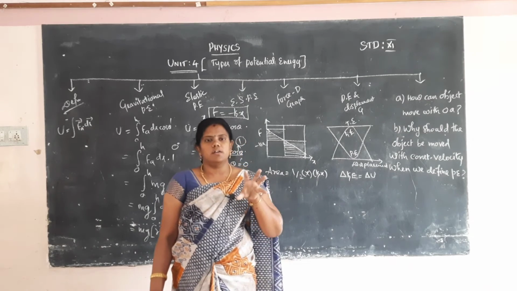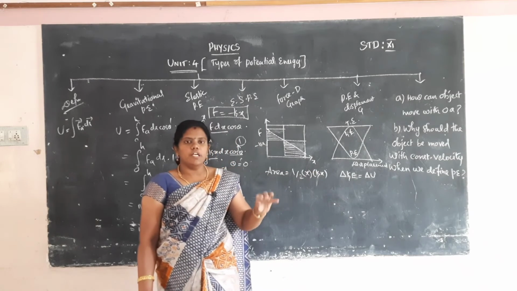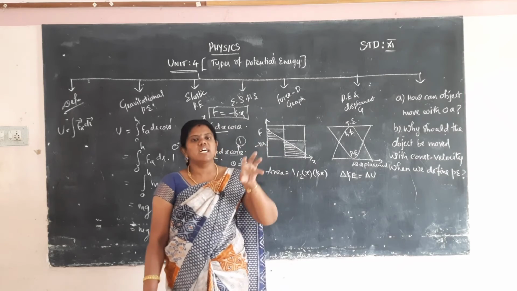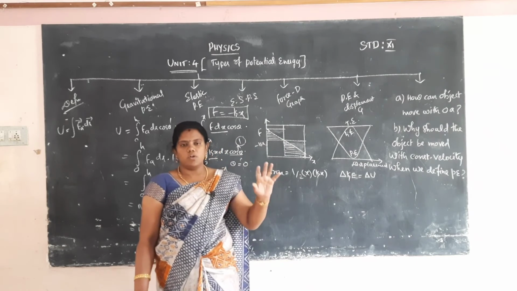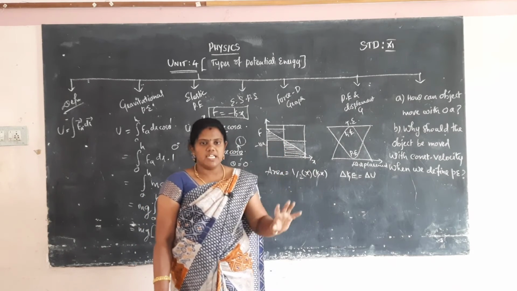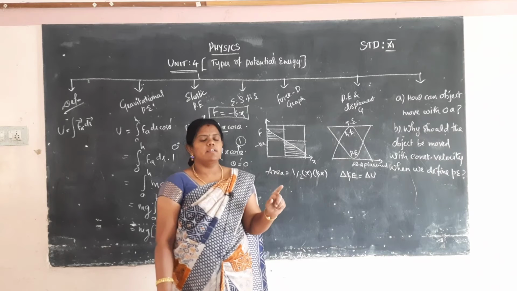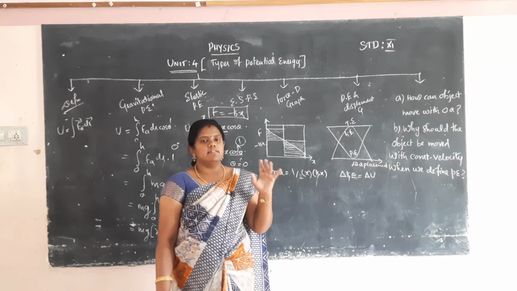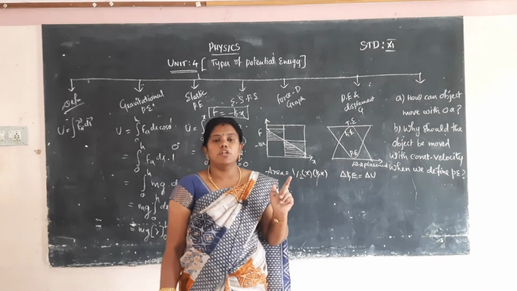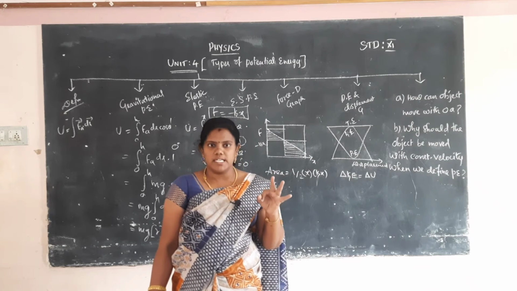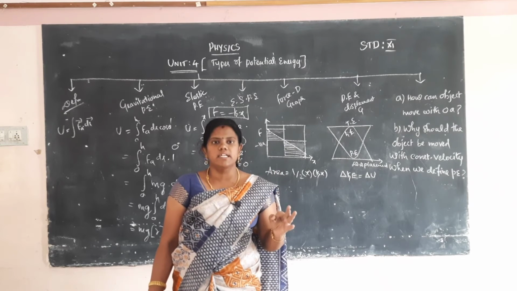First, we consider one object that is moving with some velocity. According to the work-energy theorem, the change in kinetic energy is equal to the work done. But potential energy is different. We consider three types of potential energy: gravitational potential energy, elastic potential energy, and electrostatic potential energy. These three potential energies do not impact or change any kinetic energy.